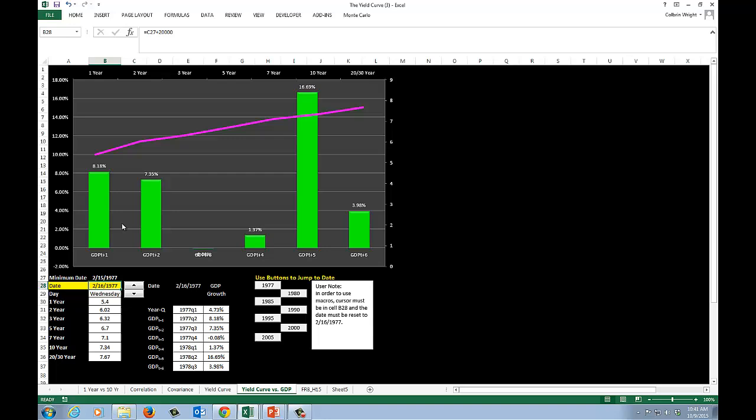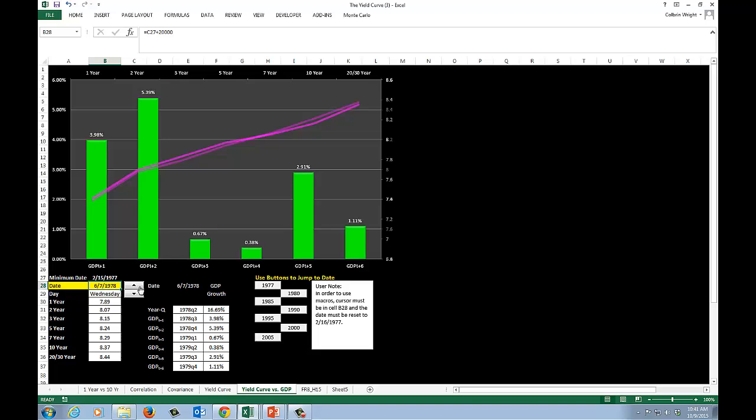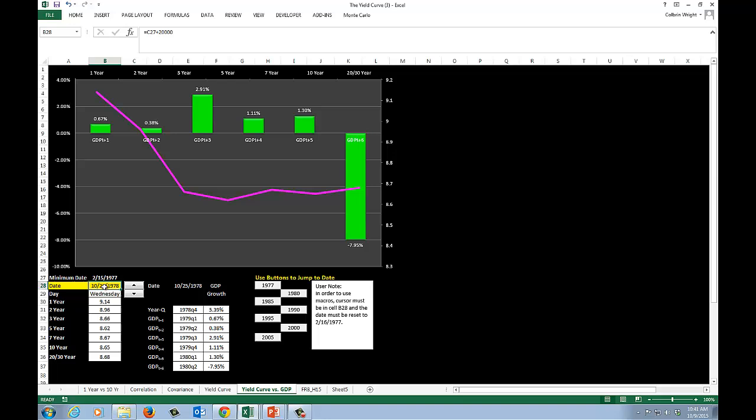What I want to do is take you through history and show you episodes where the yield curve inverted and see what happens to the economy over the next 6 quarters. So here we go. I'm rolling forward. Okay, we get yield curve inversion. This is October 1978. The yield curve takes on a clearly inverted structure, and notice that 6 quarters out, we get negative 8% GDP growth.